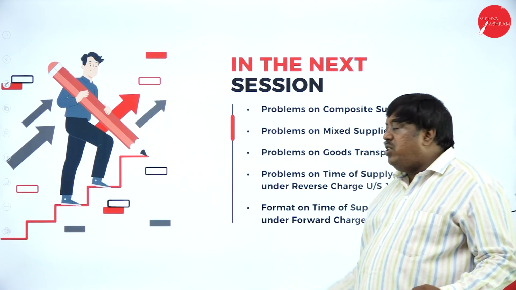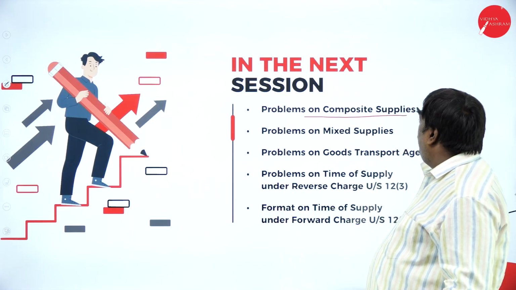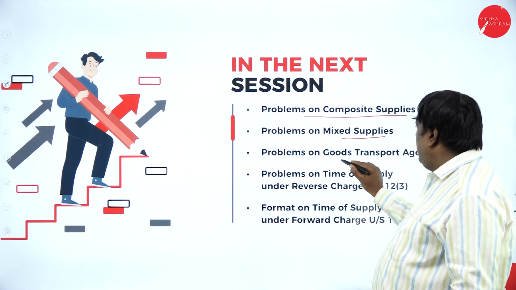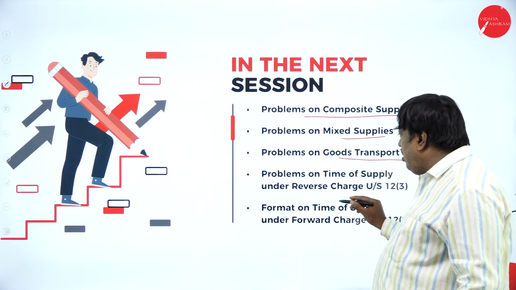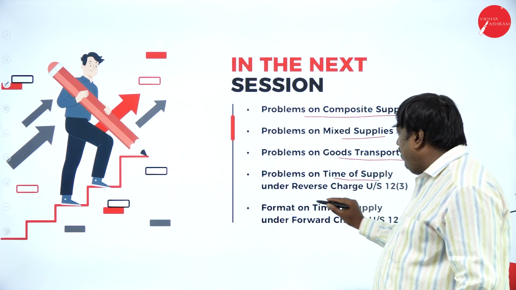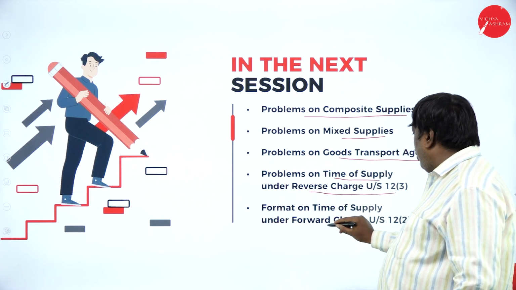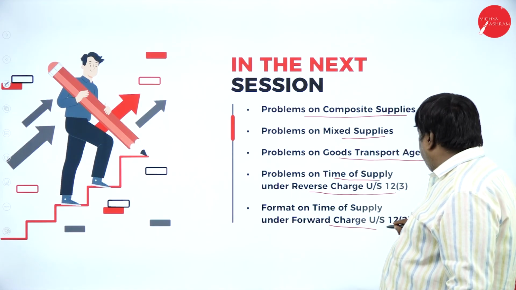In the upcoming session, we are going to solve problems on composite and mixed supplies, goods transported by the agency, problems on time of supply, under reverse charge and forward charge under section 12 subclause 3 and 12 subclause 2.